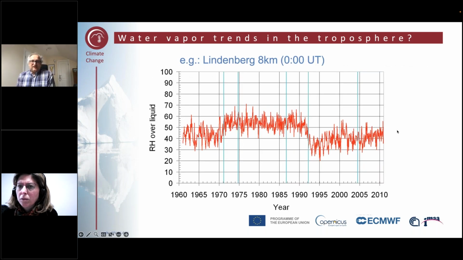Why do you need to homogenize? Well, these are from the Leeds Center in Lindenberg for GRUAN, but these go back way prior to GRUAN quality measurements being undertaken. So these go back all the way to before the Iron Curtain, in the 1960s. And what you see here is the time series at 8 kilometers at midnight UTC for relative humidity over liquid. And that looks a really interesting time series.